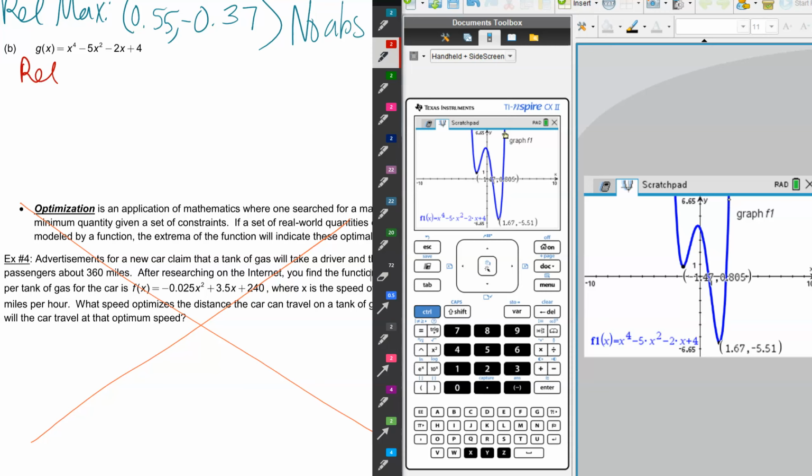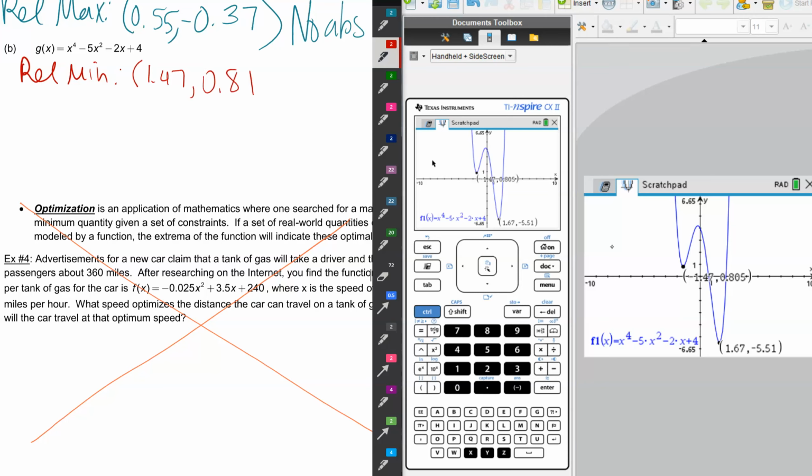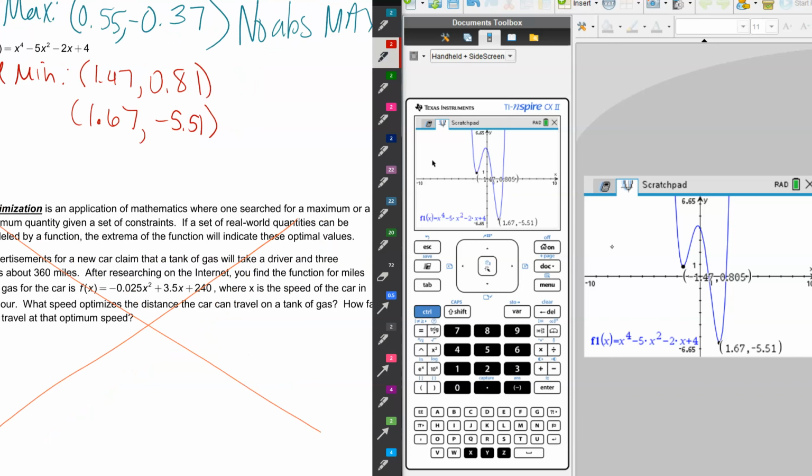So I have two relative minimums. One is at 1.47, comma 0.81. My other relative min is at 1.67, comma negative 5.51. And I can be specific and say this is my absolute min. I can specify, because although both of these are my relative, the bottom one that I wrote is my absolute.